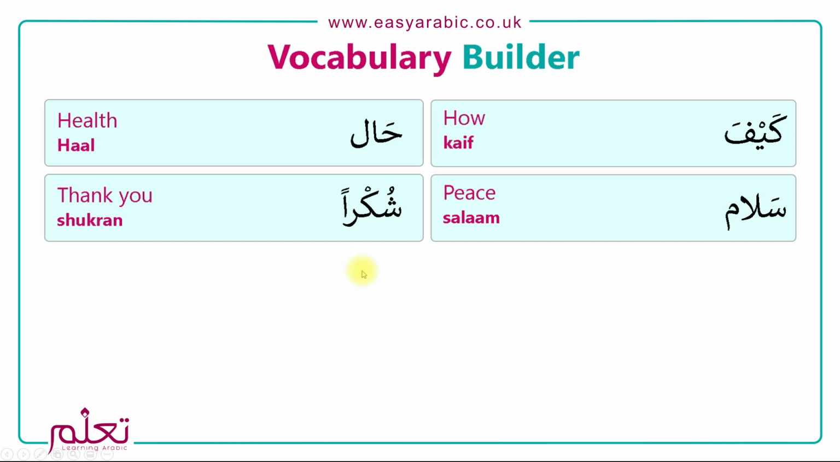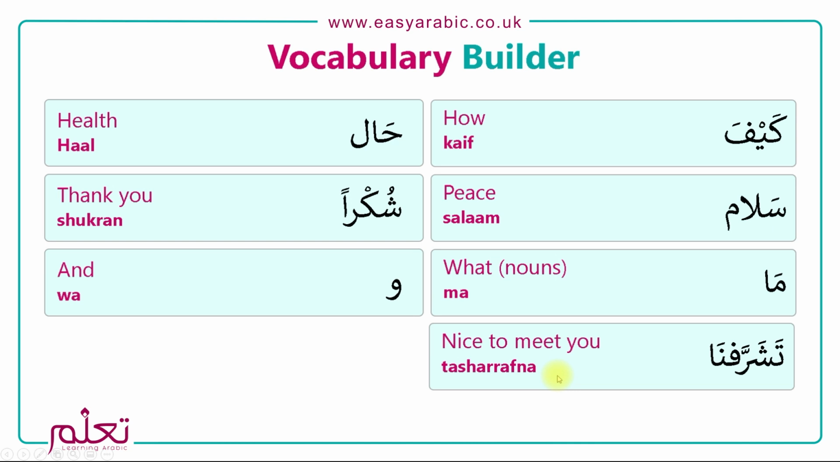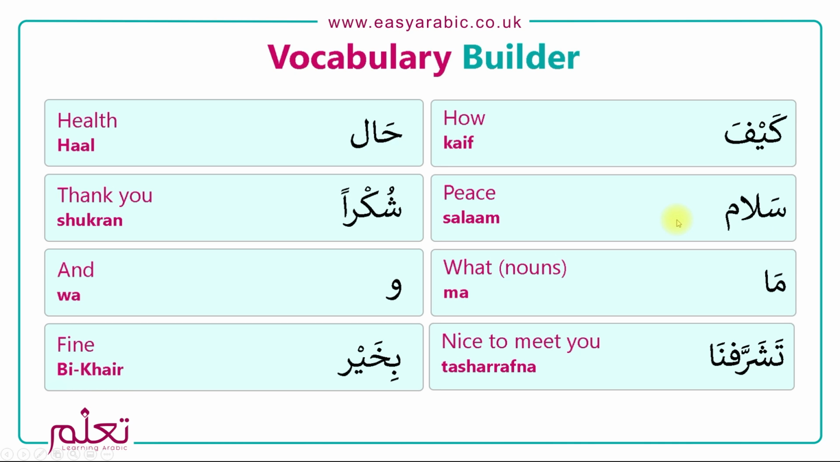Then we have another question word, which is ma, but this is only used with nouns. Okay, if you're using verbs, it will be ma'adha, but for this exercise, we're going to do ma, which is what. Then we have a letter you've seen quite often, which is wa, in between words, which is and. Then we have tasharrafna, which is nice to meet you. And then finally, we have bikhair, which is fine. So kaifa, hal, salam, shukran, ma, wa, tasharrafna, bikhair. Okay, so let's go through and do some tests now where we use a lot of these words that we've learnt.